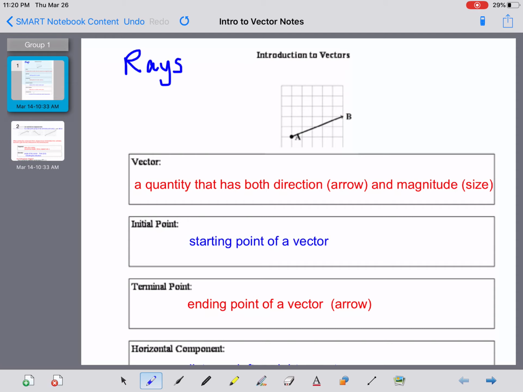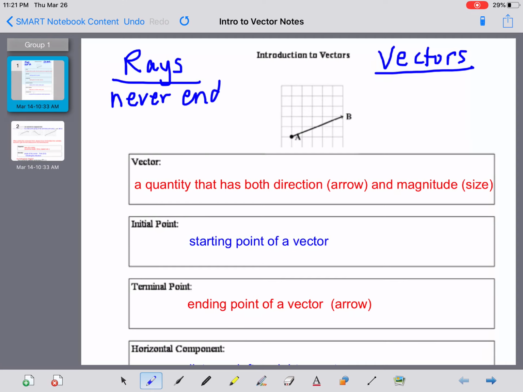But we're actually looking at vectors today, and they can be easily confused, so I just want to state a few things about each one so you know the difference between a ray and a vector. If you remember with a ray, when we did that back in chapter 1, it started with a point and it went on to the arrow. And technically that arrow goes on and on and on forever. Okay, so one of the things with rays is they never end. So because they never end, we can't measure it.